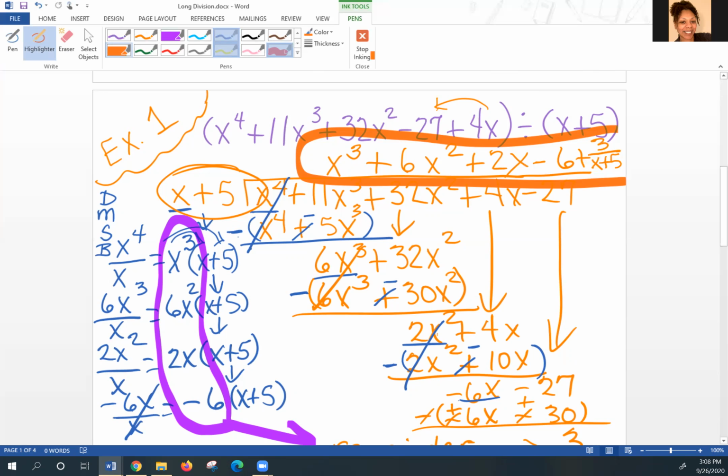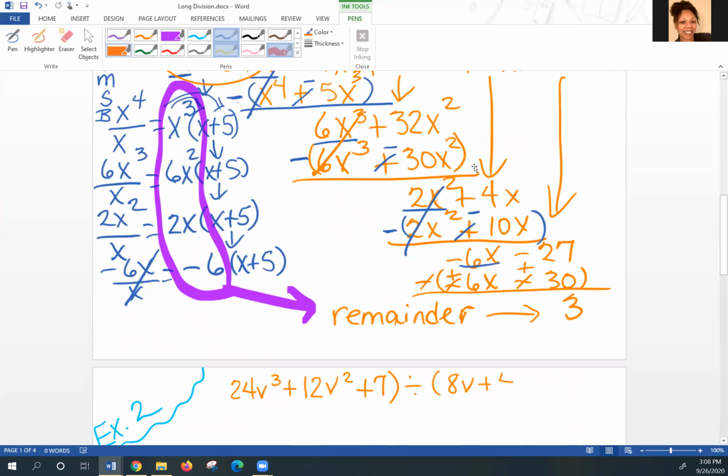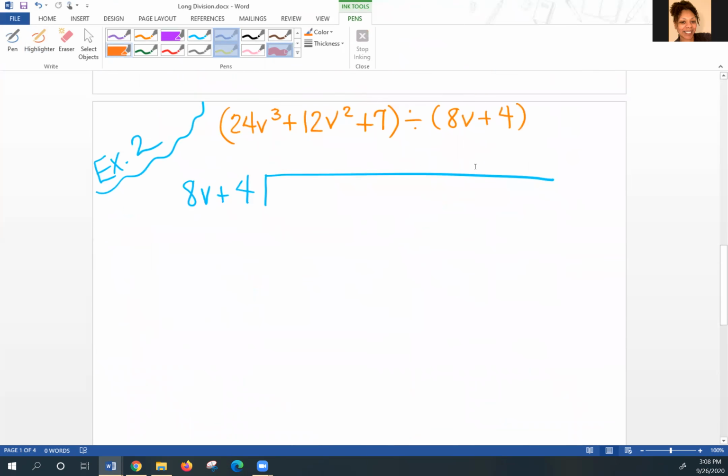Your remainder will be shown as a fraction, 3 over your divisor. Your divisor is part of your remainder. All right, let's try another one.